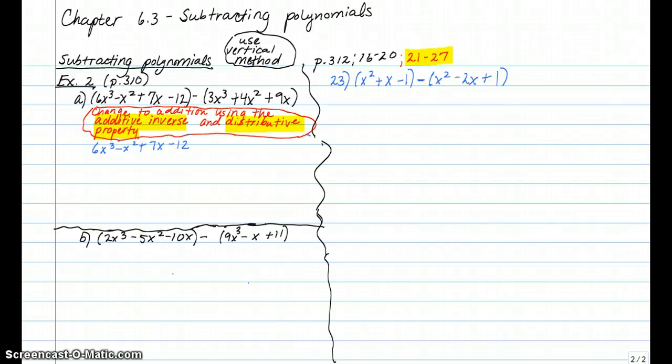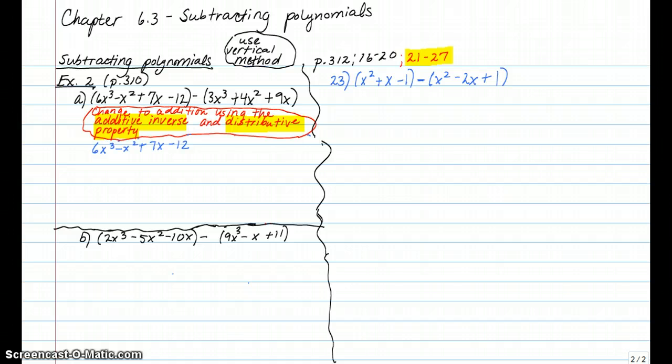This is the second recording for Chapter 6.3 on subtracting polynomials. We are going to subtract polynomials using the vertical method just like we added polynomials. The examples we're going to be doing are example 2 from page 310, letter A.